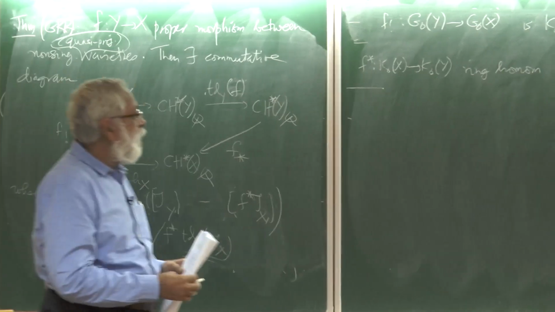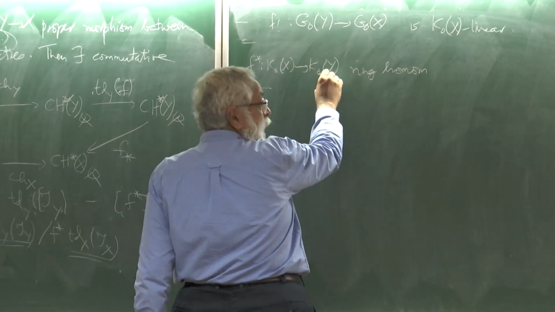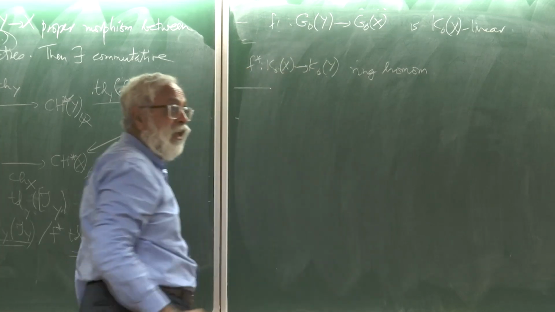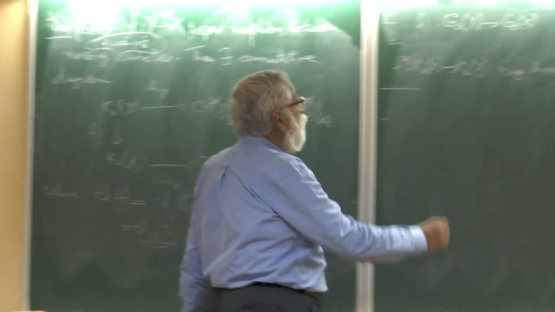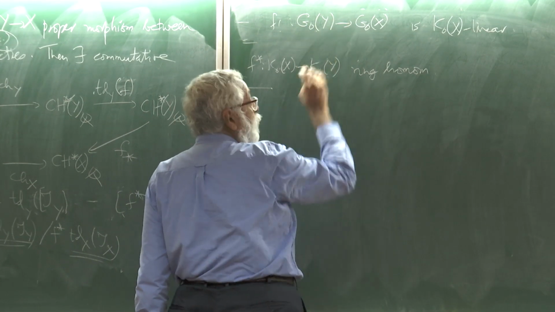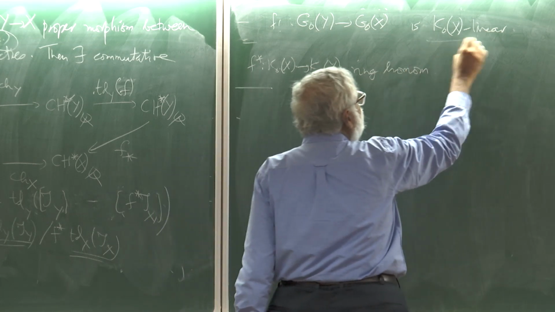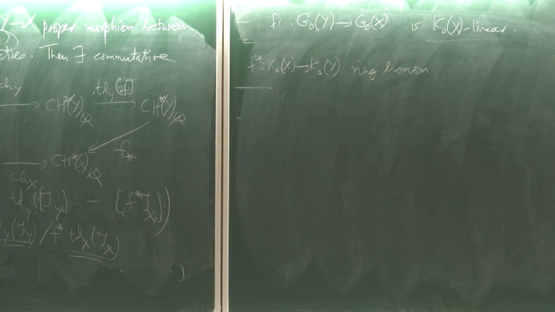Right. So the point is, this is a ring homomorphism. Therefore, anything which is a K0y module is automatically a K0x module thanks to the ring homomorphism. Right? So this was a K0y module, therefore it's also a K0x module. So both the sides are K0x modules. It makes sense to say it's K0x linear. This assertion makes sense. Why is it correct?